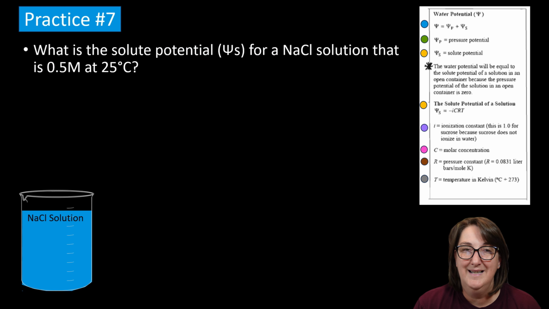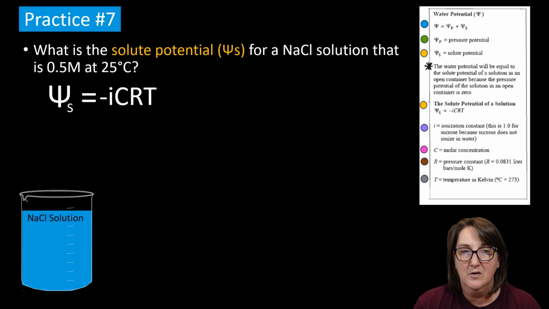Okay, number 7. What is the solute potential for salt solution at 0.5 molars at 25 degrees Celsius? So what do I need to solve for? I need to solve for solute potential. Do I have a formula for that? Yes. So I'm going to take this and I need to find my pieces here. So I look, the first thing I come to is salt. That is my ionization. What number was salt? It was a 2. So remember, we have a 2 for salt. Sucrose was 1, salt is 2. So I found my I.